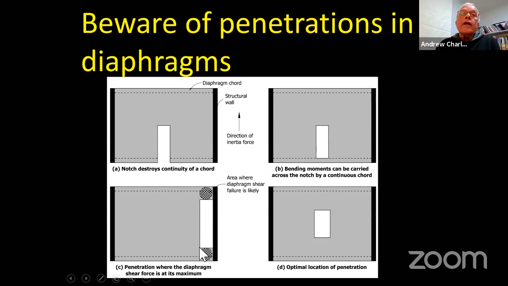However, this is the optimal location of a penetration in the middle of a floor slab. It's not affecting the chords of the diaphragm. And so the bending moments can be resisted, no problem at all. So this is okay. These two are potentially dangerous.